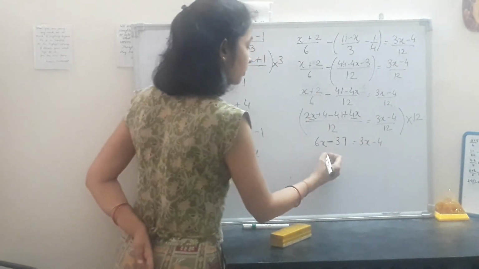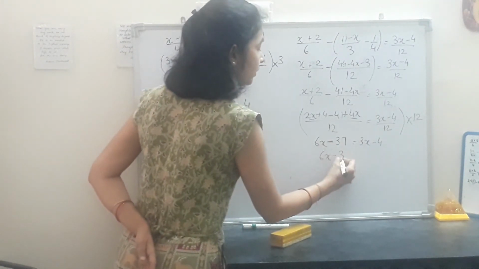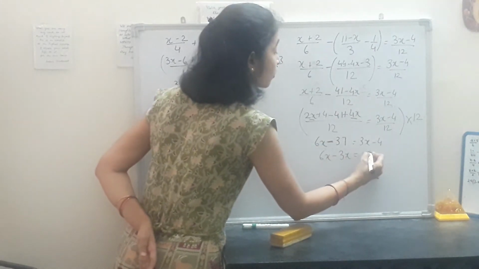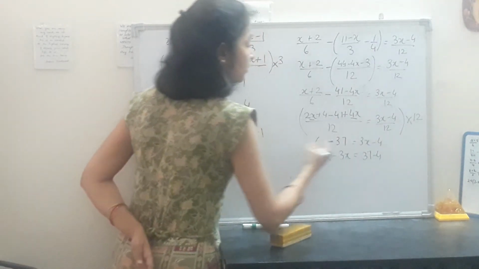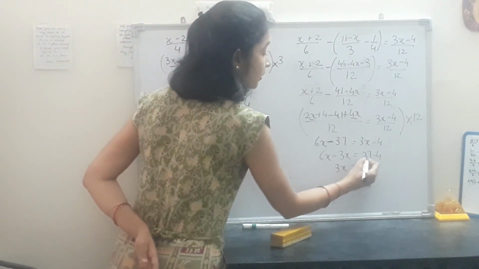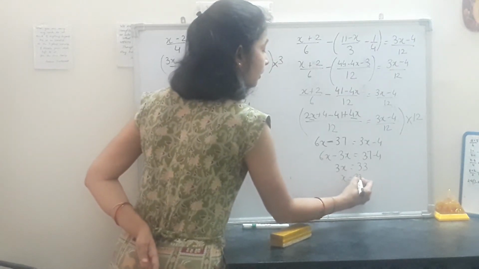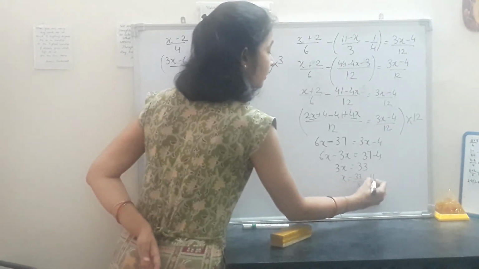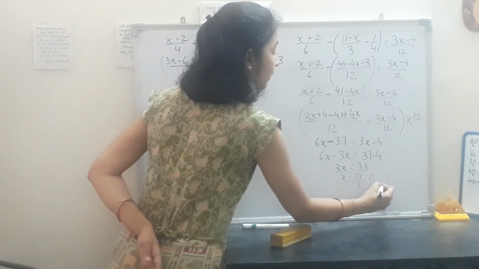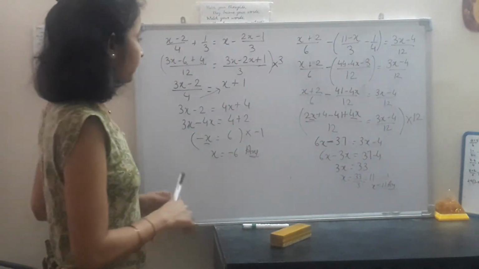Now bringing the like terms on the same side, 6x, this 3x comes here. So it will change into negative, minus 3x is equal to this 37 goes on the other side and it changes into positive. So 37 minus 4. Now 3x minus 6x gives us 3x is equal to 37 minus 4 gives us 33. So x is equal to 33 upon 3 and that gives us 11, and that is our answer. x is equal to 11 is our answer. Clear? So such a simple one.